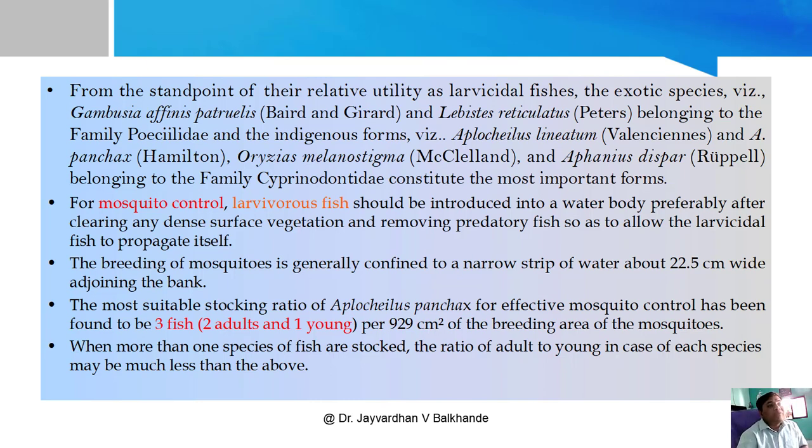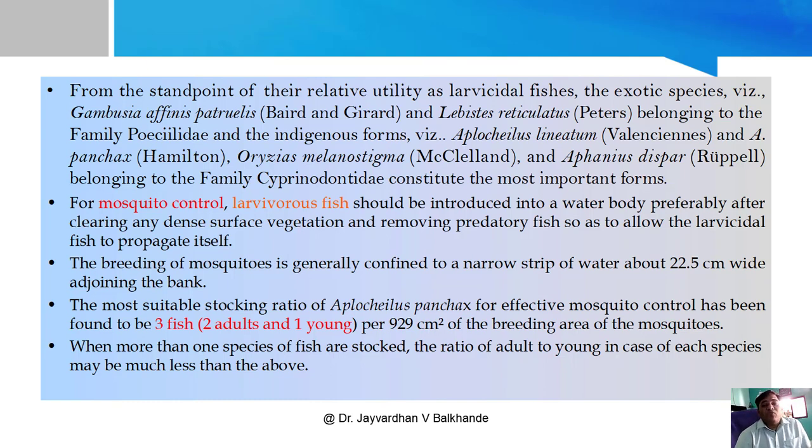And for this mosquito control, these larvivorous fish should be introduced into a water body, preferably after clearing any dense surface vegetation and removing predatory fish so as to allow the larvicidal fish to propagate itself. We know the management practices we have in fish farming: the nursery, then the rearing and the stocking pond management. So all these management steps, for example, clearing of the surface vegetation or removing the predatory type of fishes, should be done before the fish is introduced into the water body.